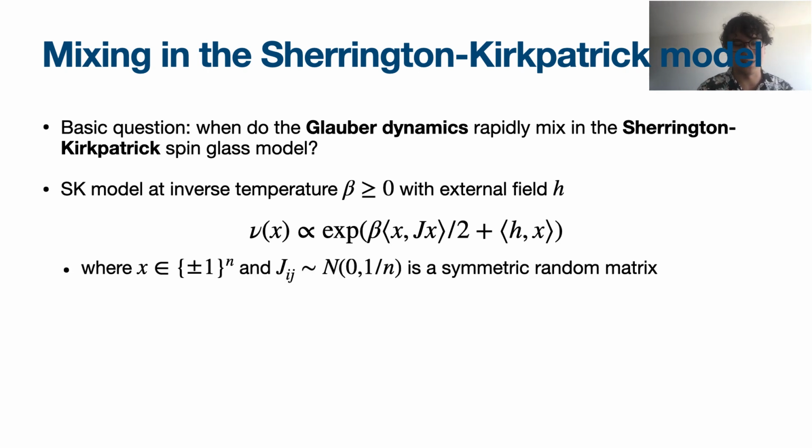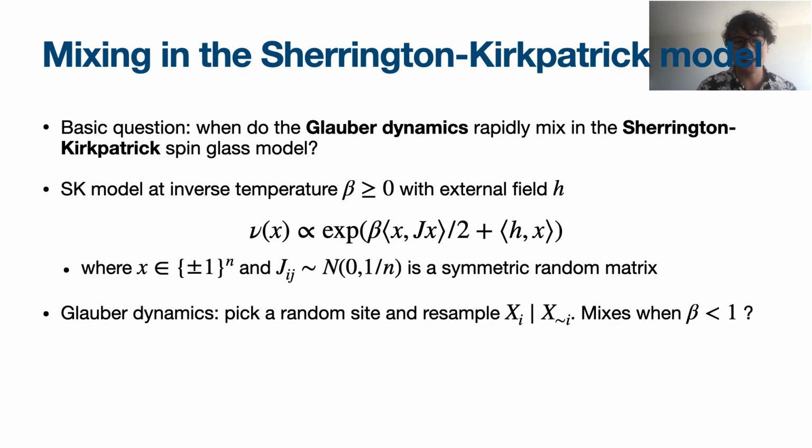It's a distribution over the hypercube. And Glauber dynamics or the Gibbs sampler is probably the most common way to sample this kind of thing. So you pick a random site and resample your spin at this site conditional on everyone else, okay? And like I said, it's believed that in some sense this is rapidly mixing whenever beta is less than 1, and that this is kind of clear.